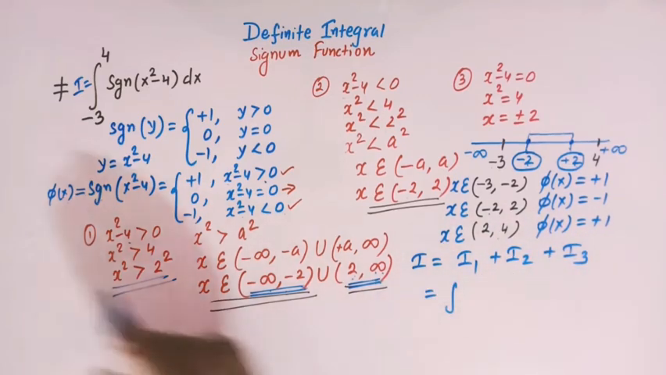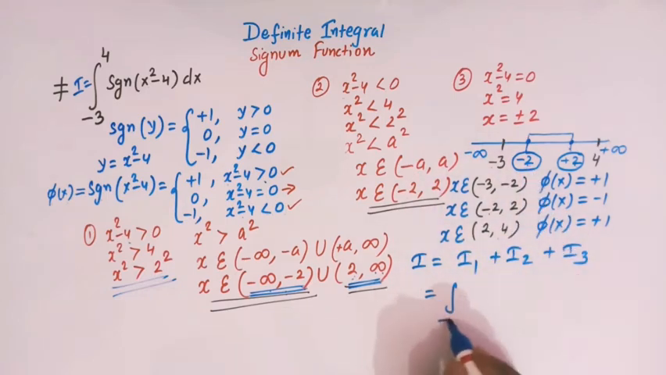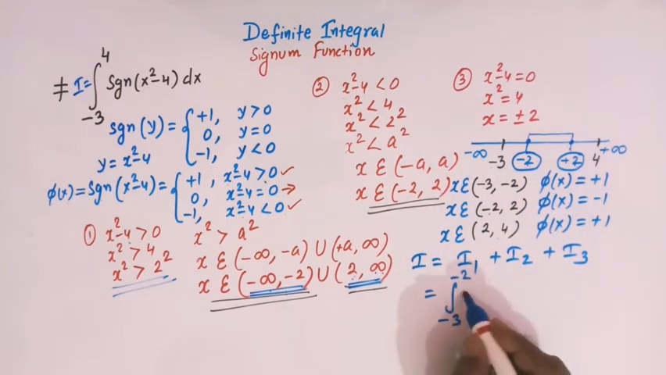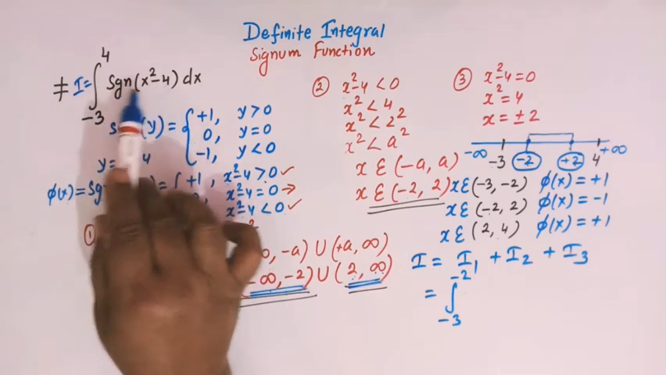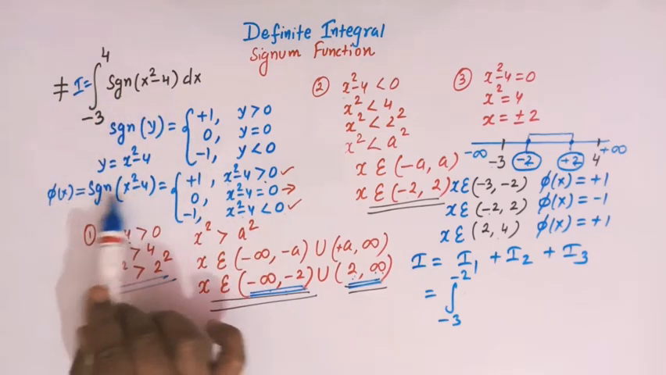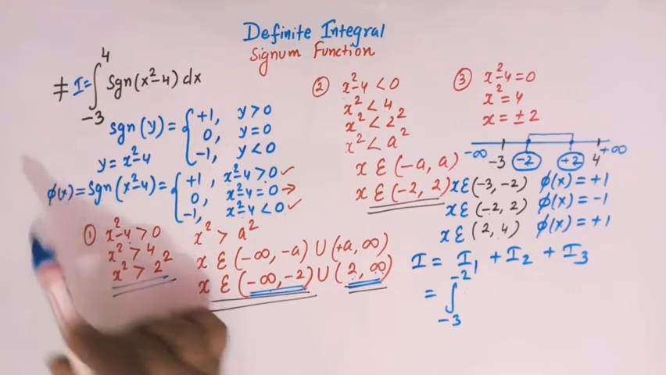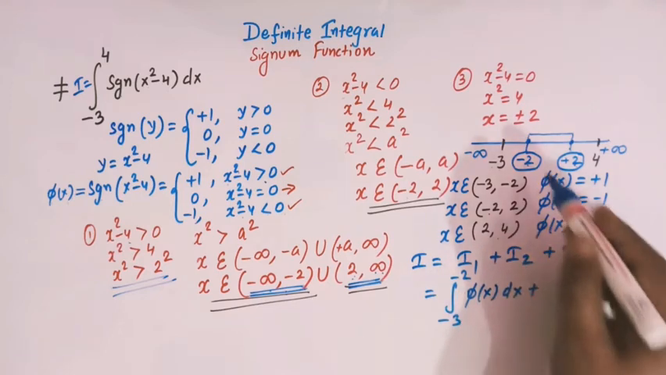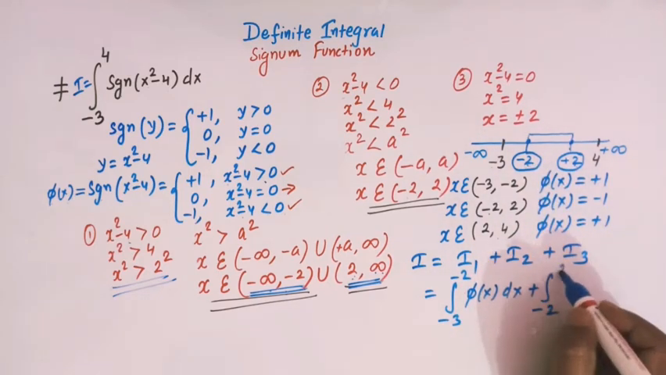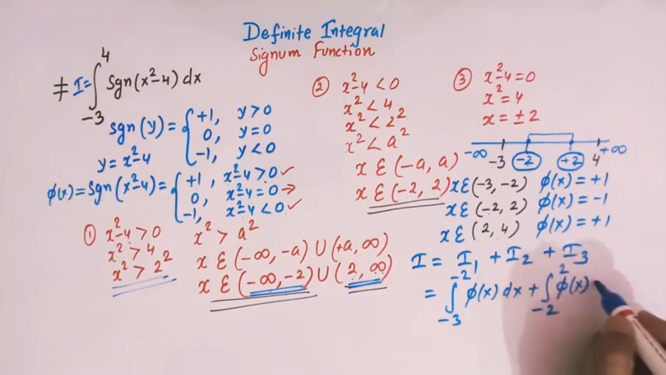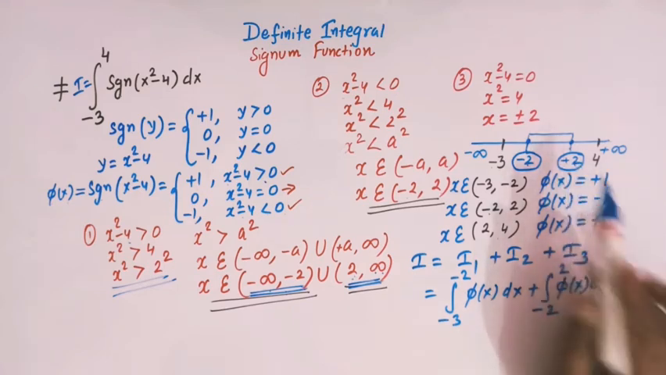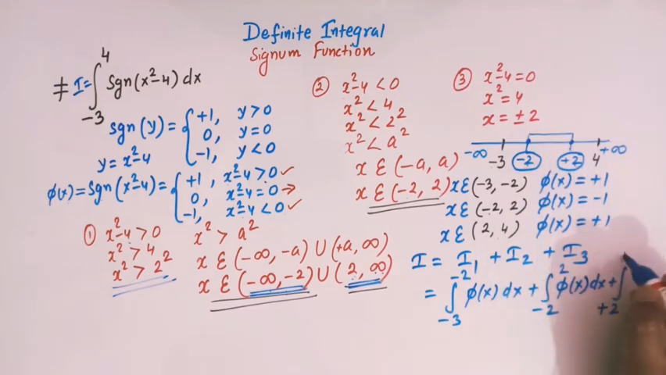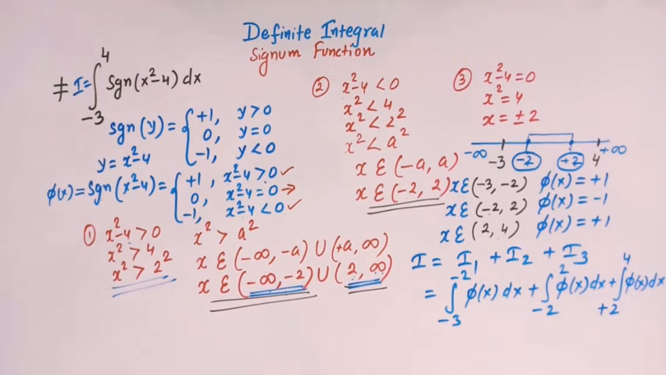I1 is from -3 to -2 of signum of x² - 4, for which we have taken the symbol phi of x, so we can write phi of x dx. I2 is from -2 to 2 of phi of x dx, and I3 is from 2 to 4 of phi of x dx.